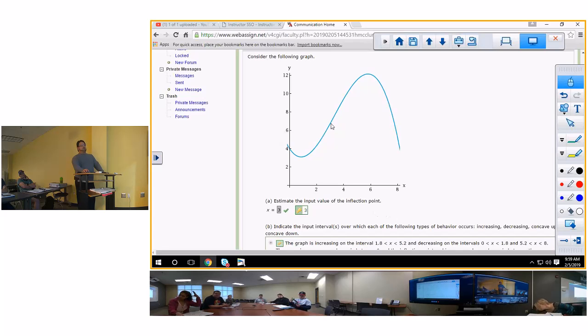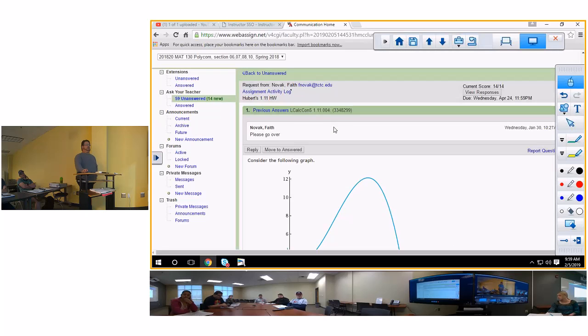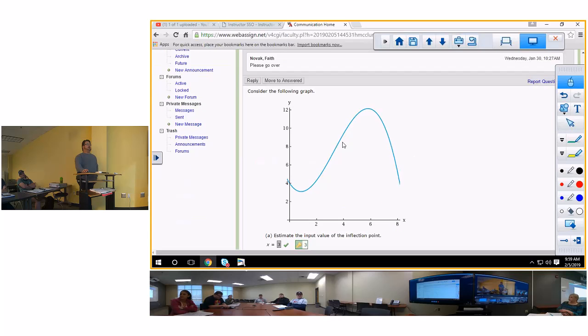Okay, the inflection point is going to be right in here. Now, there's really no way to find it. And they don't give you any explanation, of course, on these questions because this book sucks. So the inflection point is going to be right in here. How do you know that?